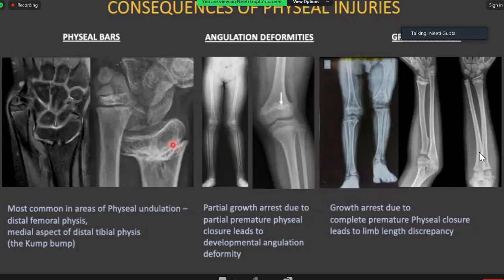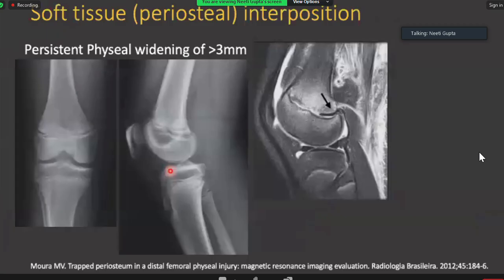So, physeal bars, as seen in this case, may be seen a few months after injury, but typically we see them almost a year after a physeal injury. Now, in some cases, there can be interposition of the adjacent soft tissue into the widened physeal plate, which can be suspected when there is persistent physeal widening on follow-up radiographs. In this case, we can see the trapped posterior periosteum. If you see this curvilinear hypointense signal intensity, this is a trapped periosteum within the widened posterior femoral physeal plate.